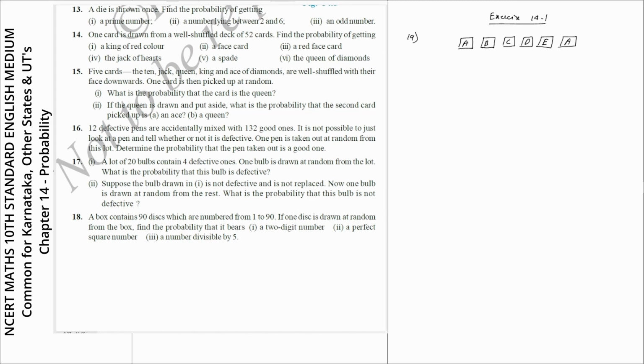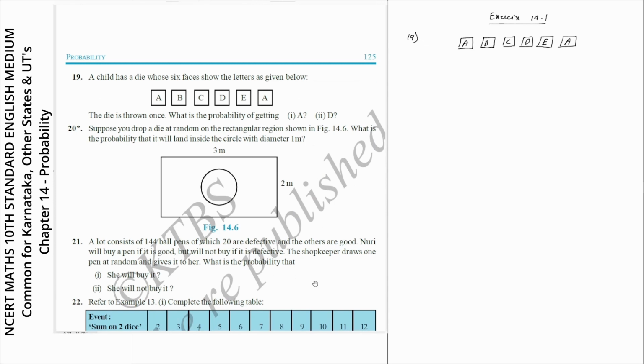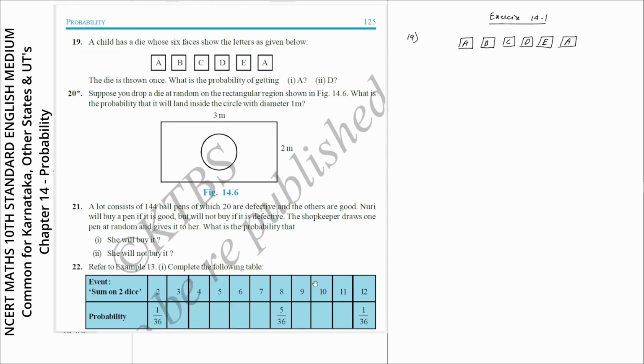Exercise 14.1, question number 19. A child has a die whose 6 faces show the letters as given below: A, B, C, D, E and A. The die is thrown once. What is the probability of getting A and D? Now in this die, what is the number of faces?